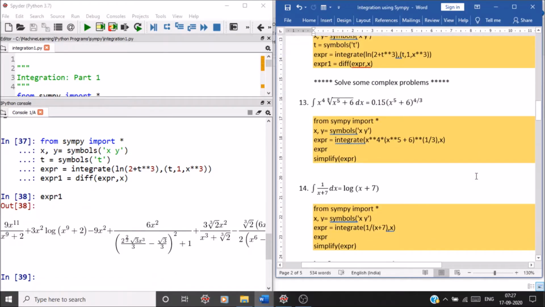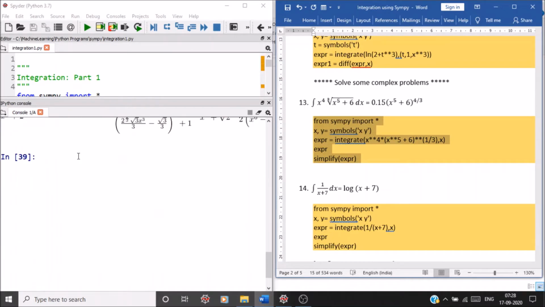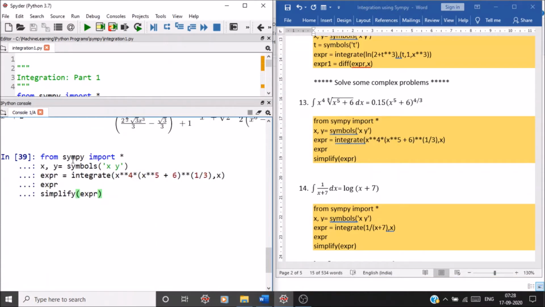Now you can see some more complex ones to solve. Now integration of x to the power 4 into cube root of x to the power 5 plus 6 dx. Okay, so we can see the result. You can paste it and you can see.